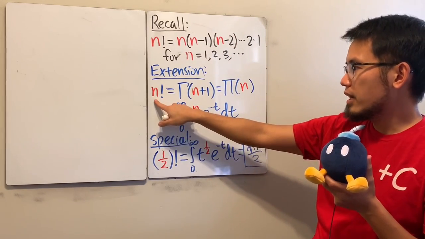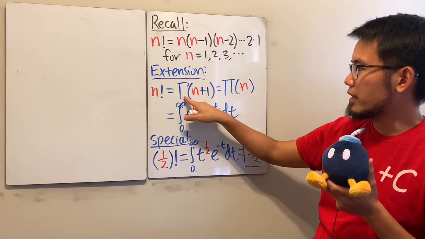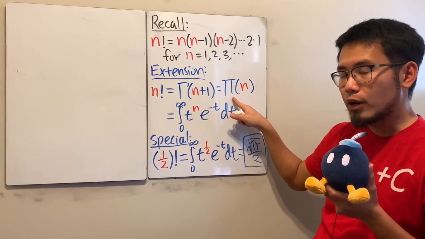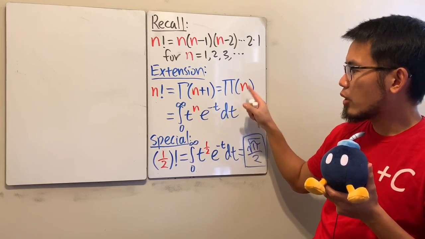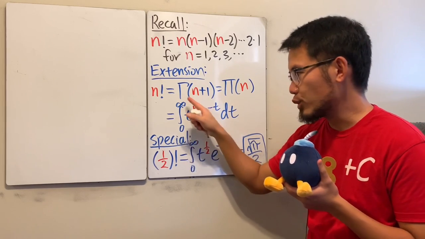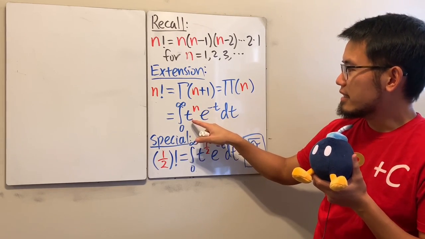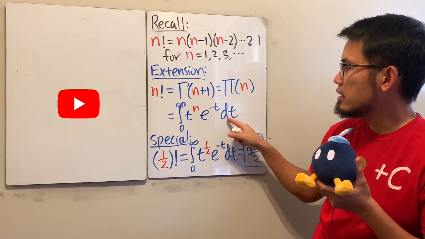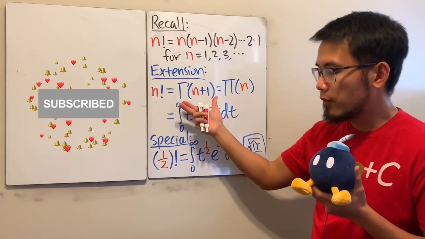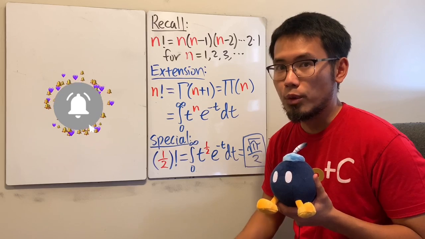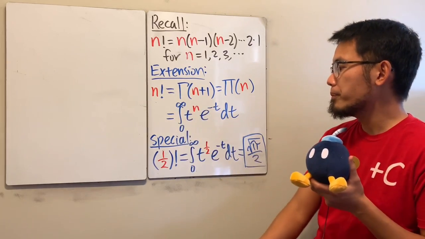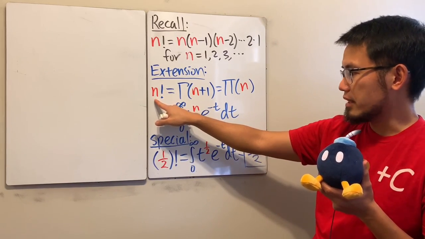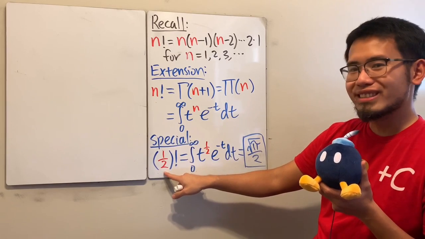It's okay because we have its extension. Namely, you can define n factorial to be either in terms of a gamma function or the pi function. One way or the other though, you will end up with the integral going from 0 to infinity, and then inside is t to the nth power, and then you multiply by e to the negative t dt. Well, if you're willing to take this as your definition, or maybe the extension of the factorial, then you can plug in 1/2 in it, and you end up with some crazy result.